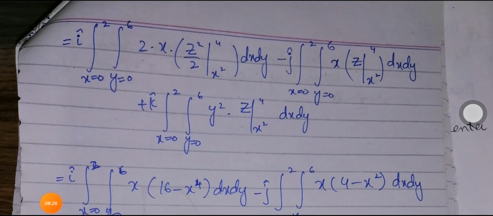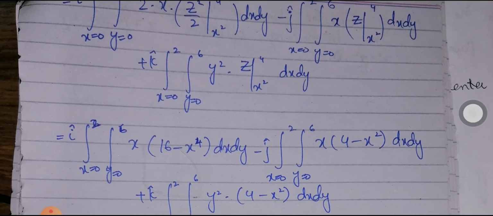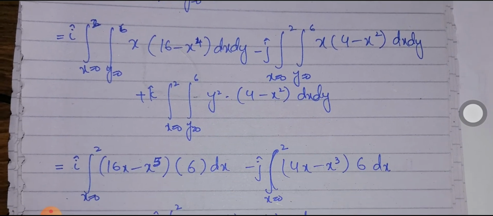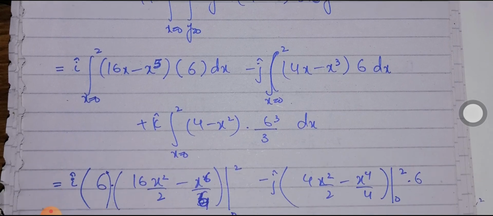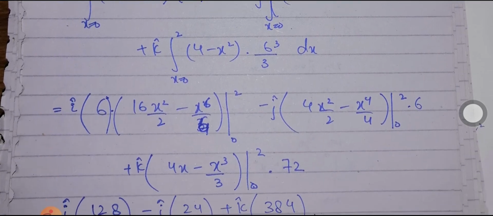Here you can see that I have integrated with respect to z first, taking the limits x square to 4. Then I have integrated with respect to y varying from 0 to 6, and at the end I have integrated it with respect to x varying from 0 to 2, and here is the final answer.